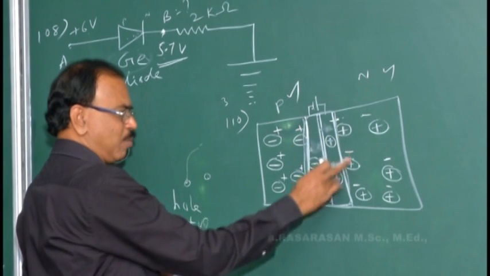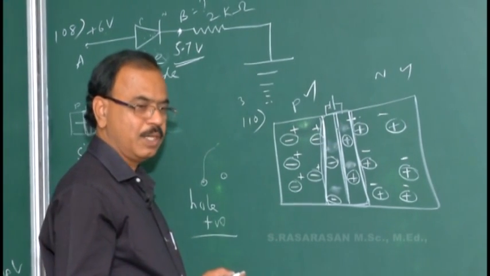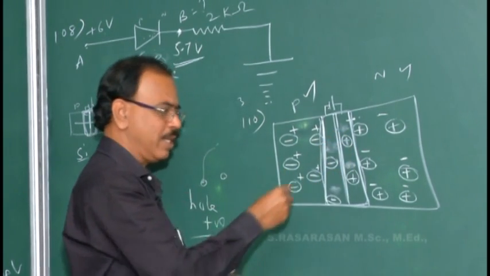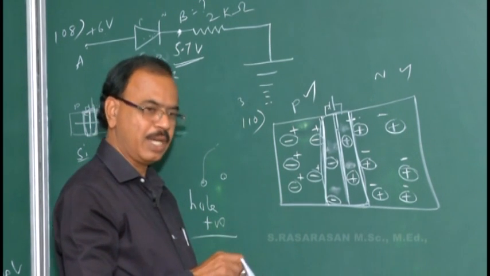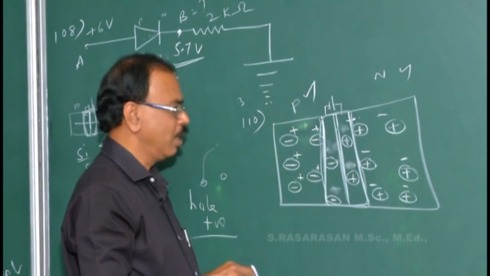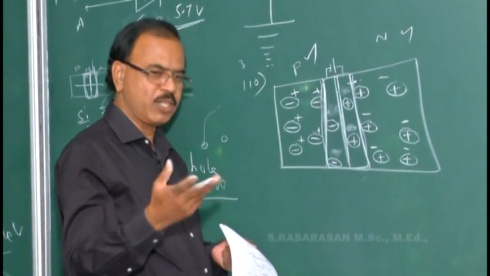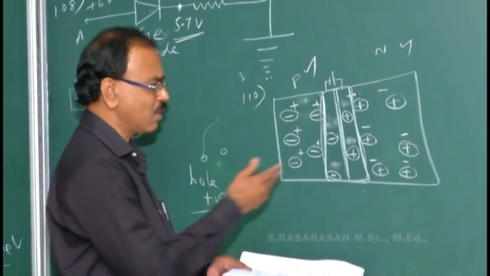So in this region there is no mobile charge. The charge is equal to the atom, which does not move. The donor atom, and this acceptor atom. Atoms cannot move in a solid, only free electrons are movable. So this region around the junction where no mobile charge is available is called the depletion region. So now we have answered the question we asked.